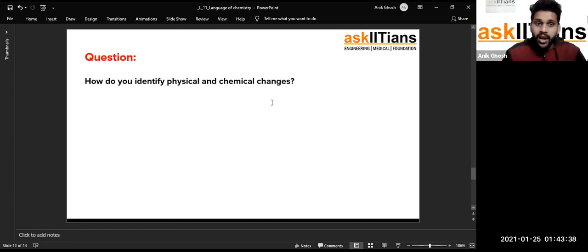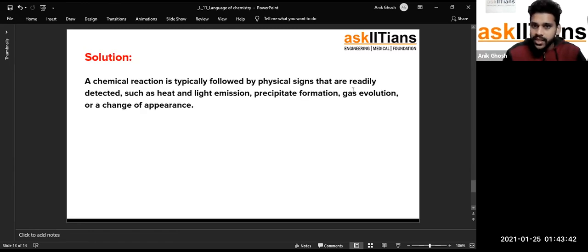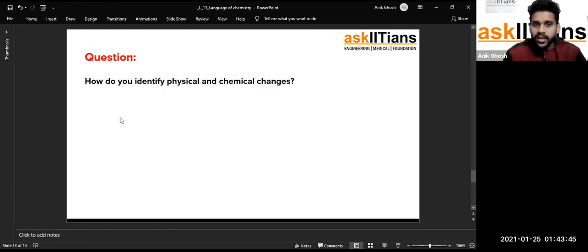How to identify a physical and a chemical change? A chemical change is typically followed by physical signs. So physical change and chemical change are not just the opposite thing. When there's a chemical change, that is due to chemical reactions. So a chemical change may change everything. It can change the color, it can change the texture, it can change the entire thing. Think about it. Let me show you something about chemical changes.